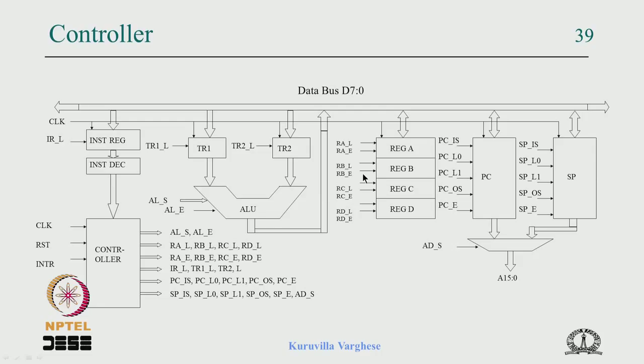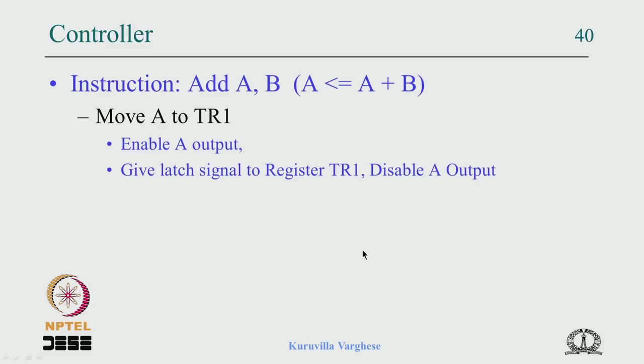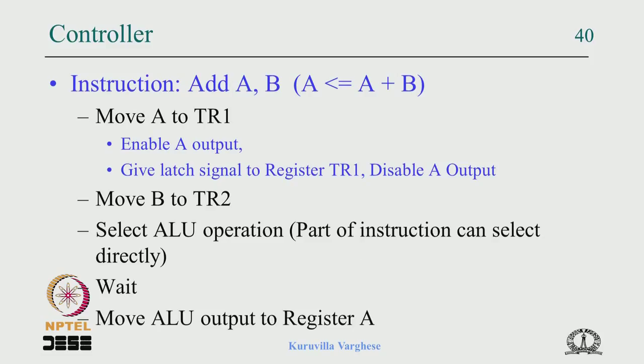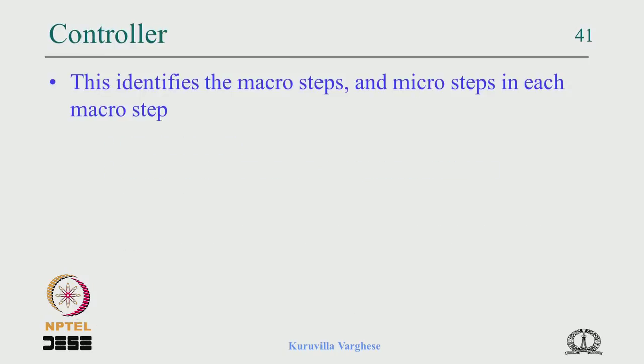Register B E is given a pulse, TR2L is given a pulse, and upon the clock it gets latched here and that is disabled. And this is given a selection, this is enabled, similar pulses coming at the latch signal, and the data comes here, it gets latched and it gets disabled automatically. So that is the sequence, and I have written that here in detail: move A to TR1, move B to TR2, ALU operation wait, and ALU output to register A.